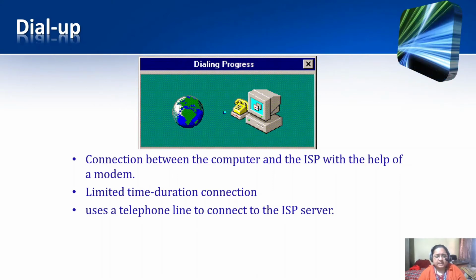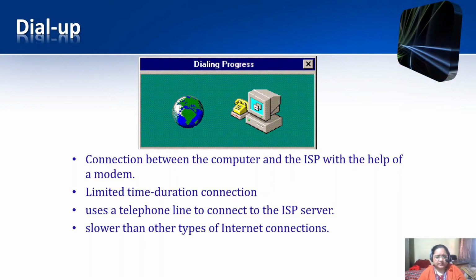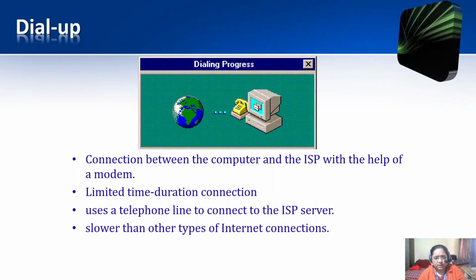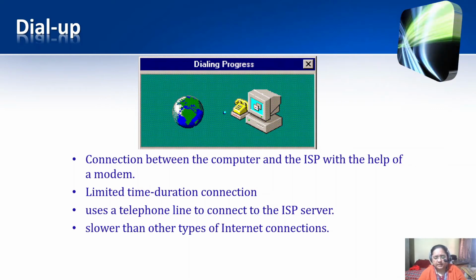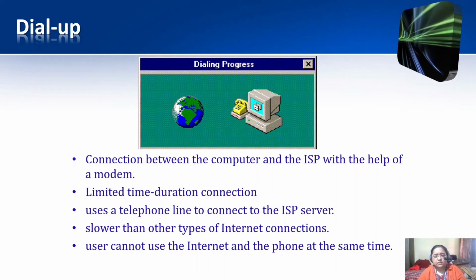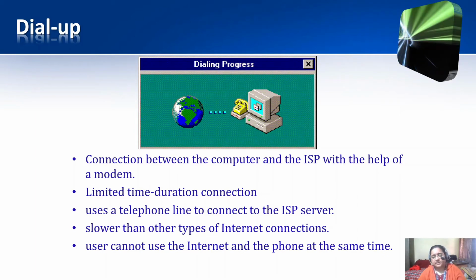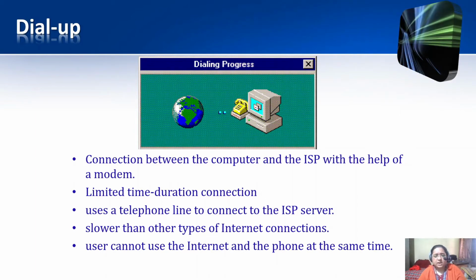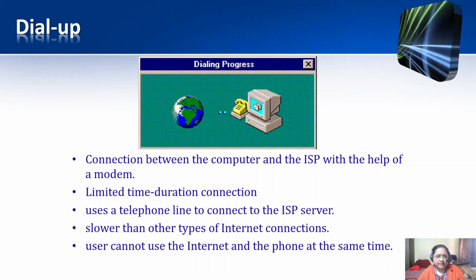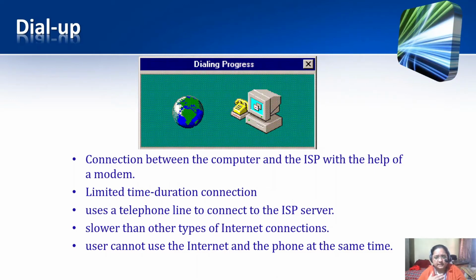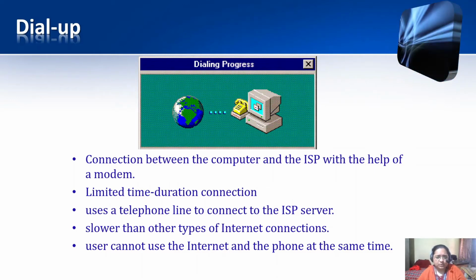It uses a telephone line to connect to the ISP server, and hence it is slower than other types of internet connections, and the user cannot use the internet and phone at the same time. This was one of the most prominent drawbacks of dial-up connection. Once you get a call, your internet connection is disrupted because the same line is being used for carrying voice as well as data.